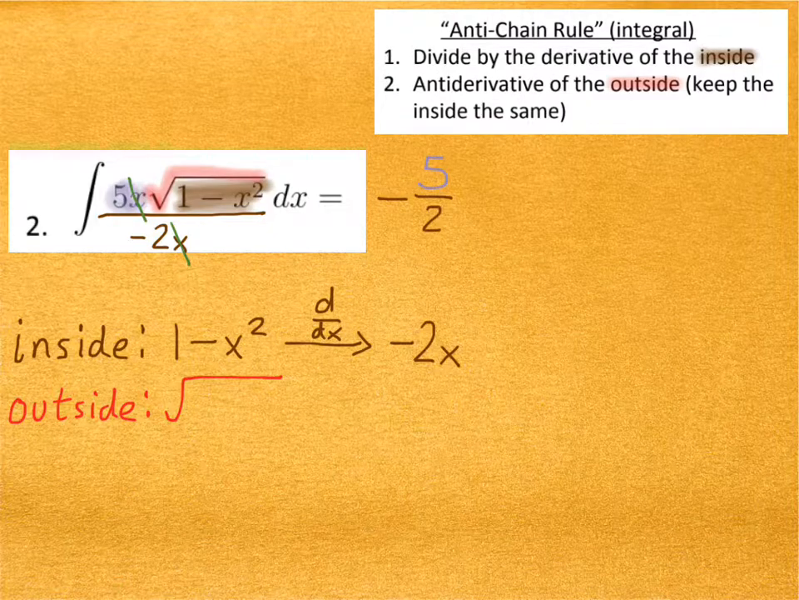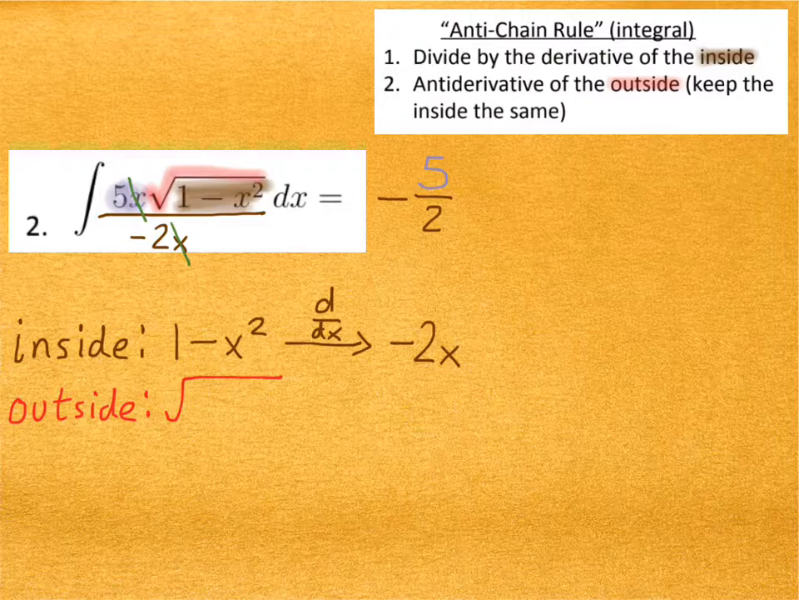Then I can pull the 5 over negative 2 as a negative 5/2 as a constant out in front of my antiderivative. And the only thing I'm allowed to pull in front of the antiderivative is a constant. So if those x's had not canceled and there was like an x remaining or something else remaining, then I couldn't use the anti-chain rule. And the only thing that must be left outside is a constant.